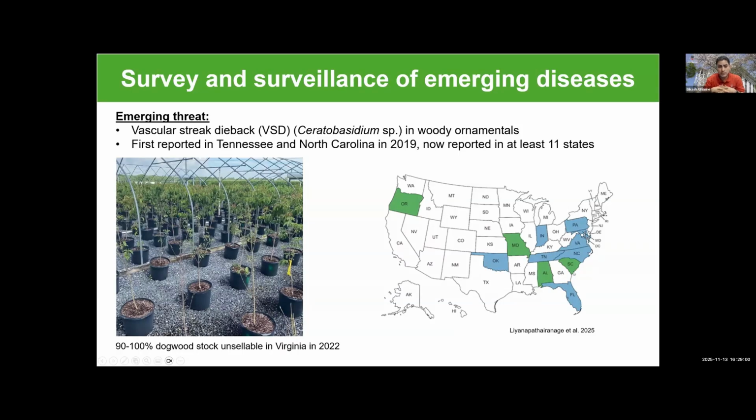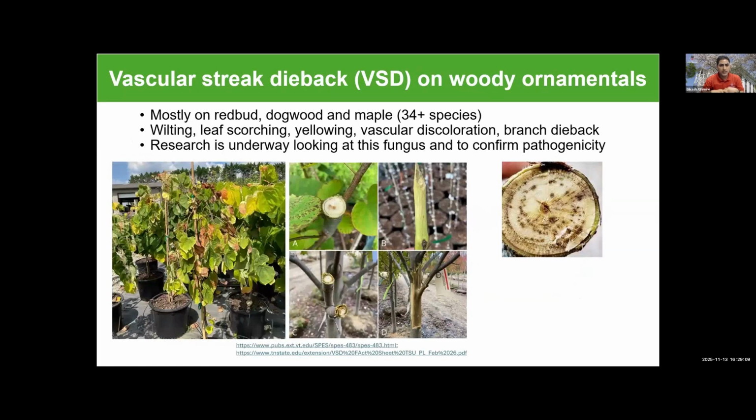So based on my conversation with Dr. Woodward and a few nursery visits and landscape companies, I suspect that the pathogen is already here, and that's where we need to work. But as I said, it can cause disease in more than 34 different woody ornamental plants, and it causes wilting, leaf scorching, yellowing, and vascular discoloration. And you can see the branch dieback as well.